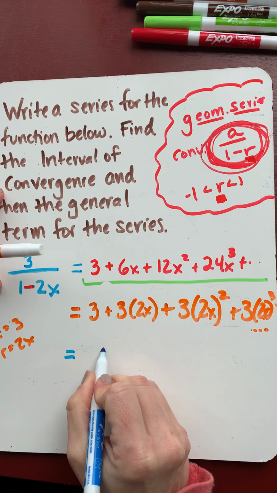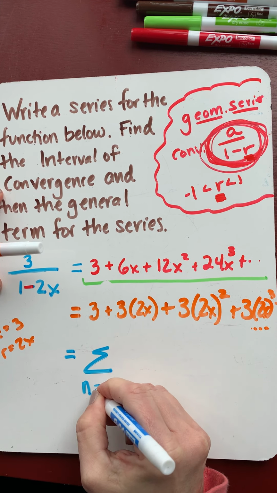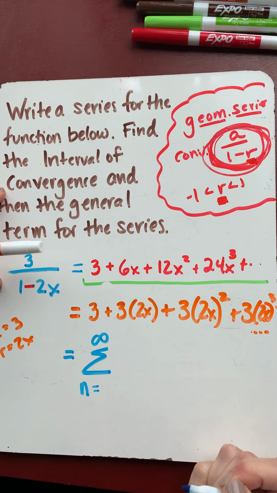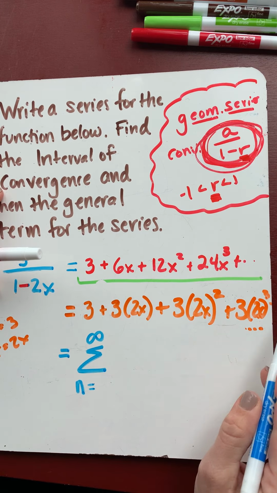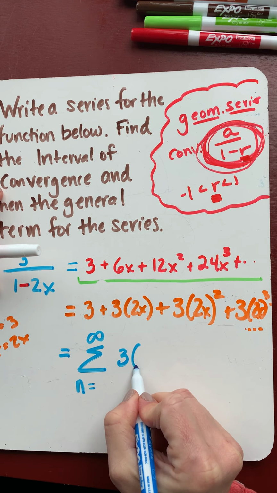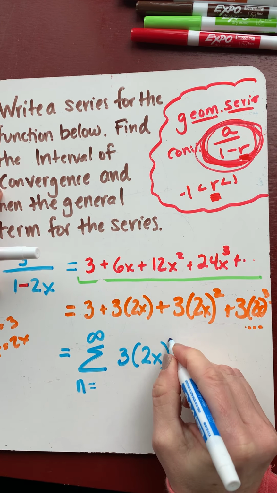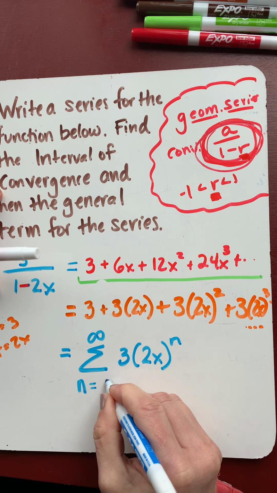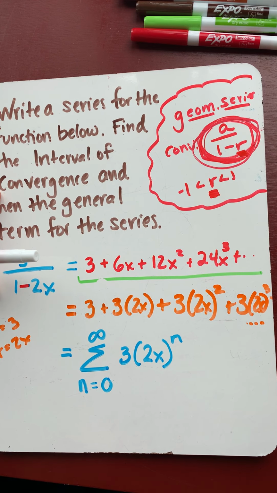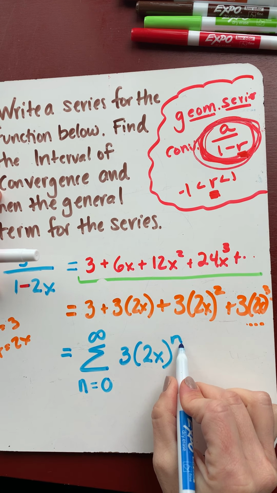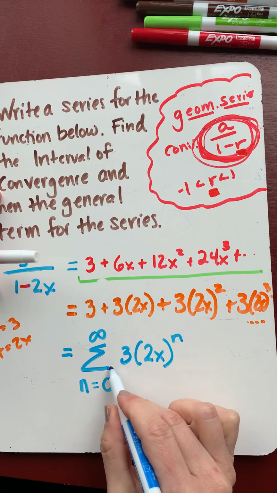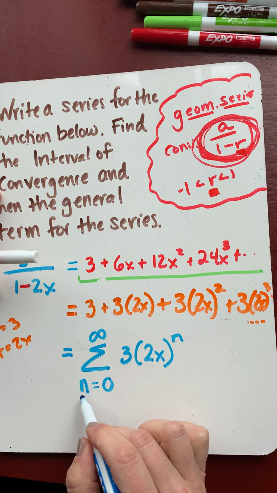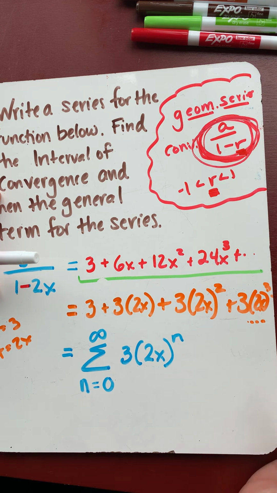This can be written as a series going from something to infinity. I'm going to fill in where I want to start at the end. And this is 3 times 2x to the power of n. And as long as I start when n is 0, this will all work. When n is 0, 2x to the 0 will be 1, so I'll just get 3. When n is 1, I'll have 3 times 2x to the first. When n is 2, I'll have 3 times 2x to the second, and so on. So this is what we call the general term.